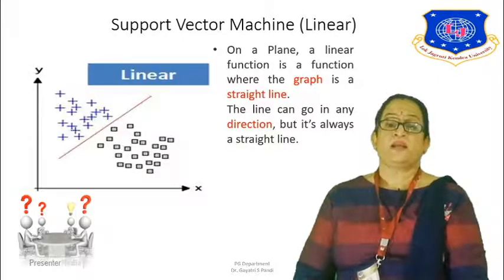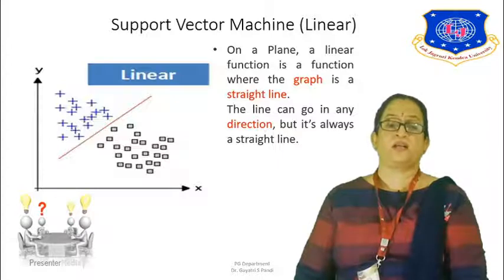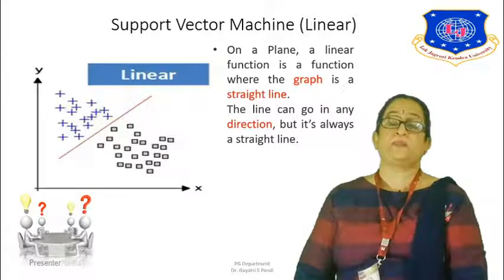Now here you can see, as I told you, SVM works with linear as well as non-linear data. So here you have linear data, and it could go in the positive direction or in the negative direction, but it is always going to be a straight line. On a plane, a linear function is a function whose graph is a straight line. It could increase in the forward direction or decrease in the reverse direction, but the line can go in any direction and it is always a straight line. So this is linear data, and you can see it is separable data. The data can be separated by using a line.